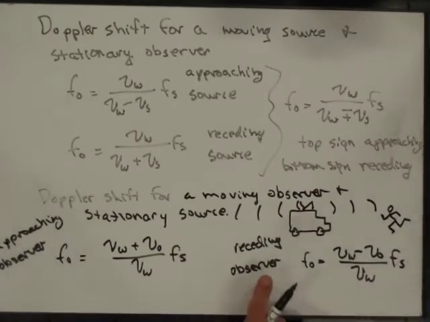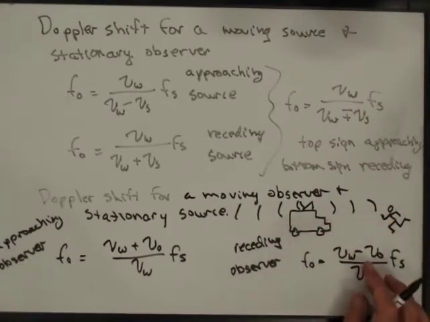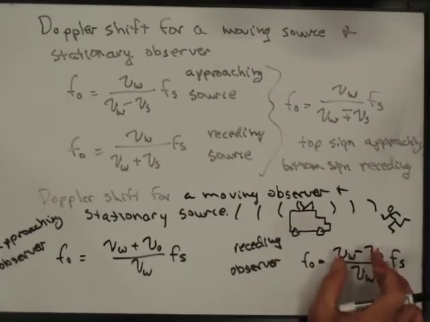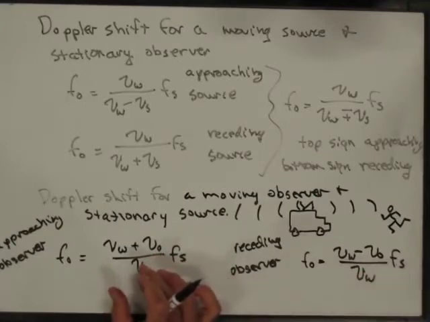If I'm running away, I'm going to hear a lower frequency because the waves don't catch up to me as fast because I'm moving away. And so I'll have a number that's slightly less than 1 multiplying the frequency. So I'll hear a lower frequency if I'm running away. I'll hear a higher frequency if I'm running toward.